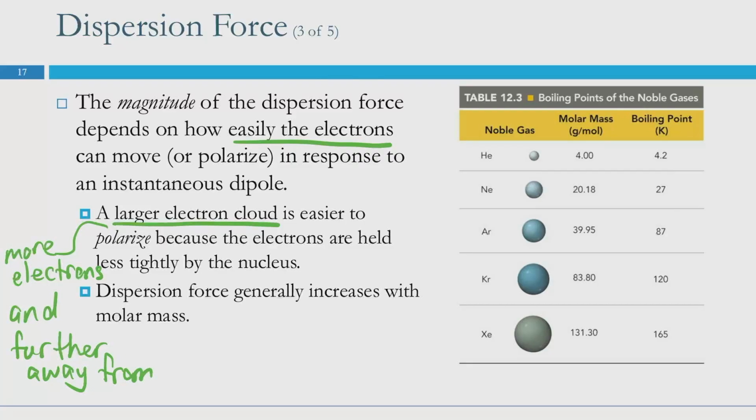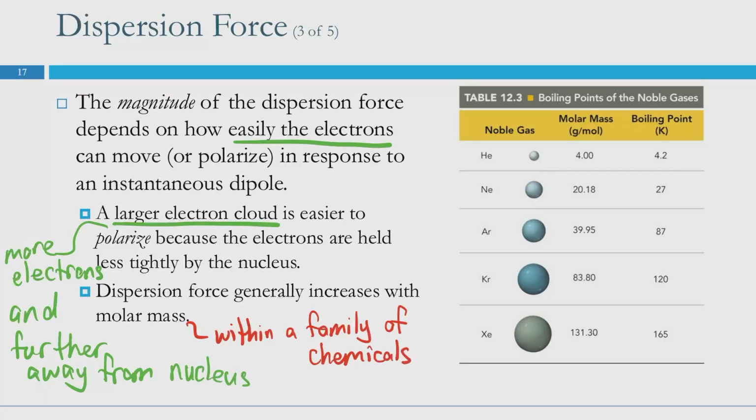Because of that reduced effective nuclear charge and distance, dispersion force generally increases with molar mass. This applies within a family of chemicals. A family is another term that we might use for a group on the periodic table, a column.